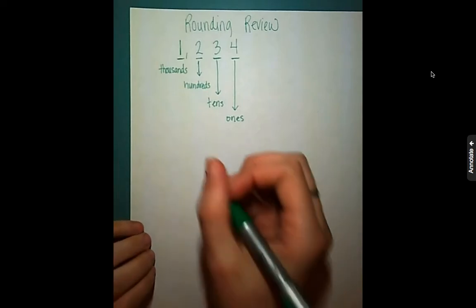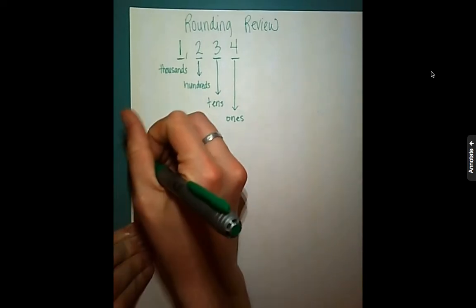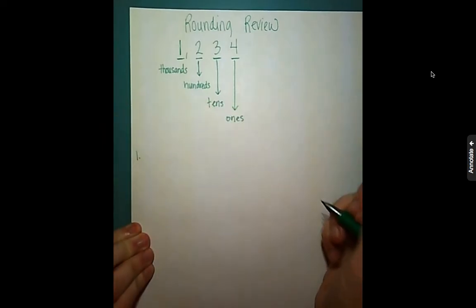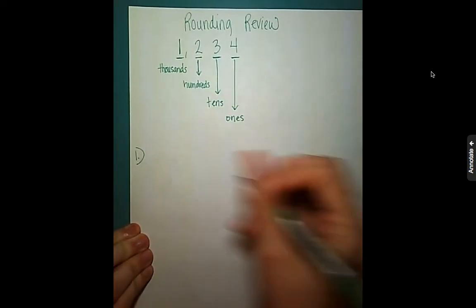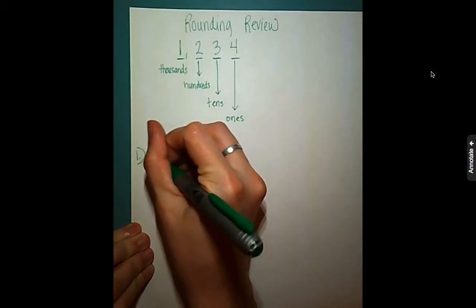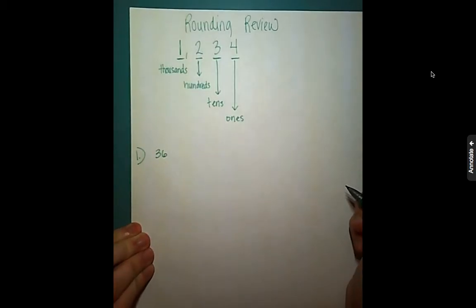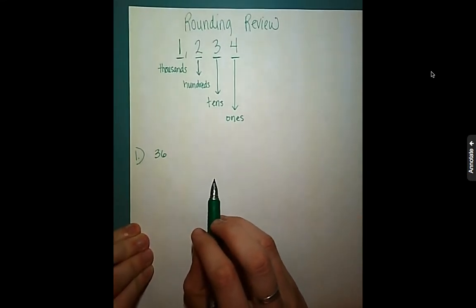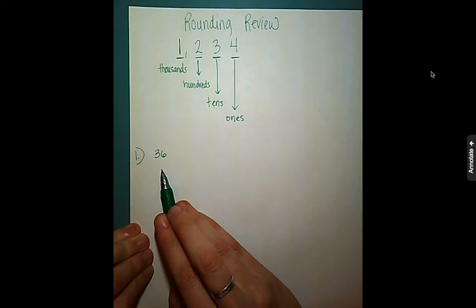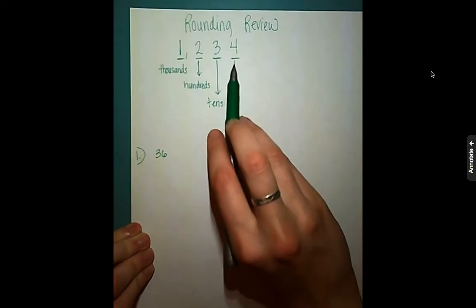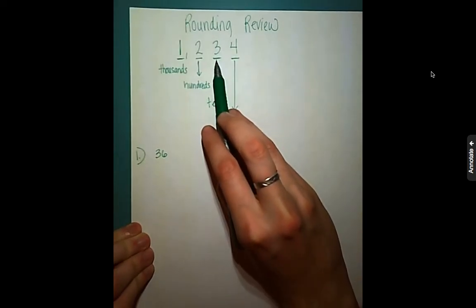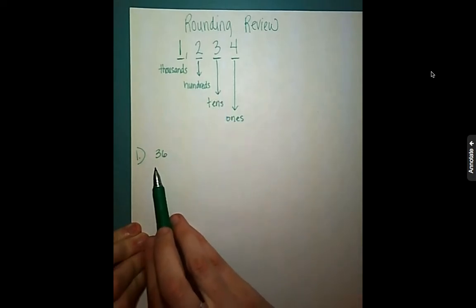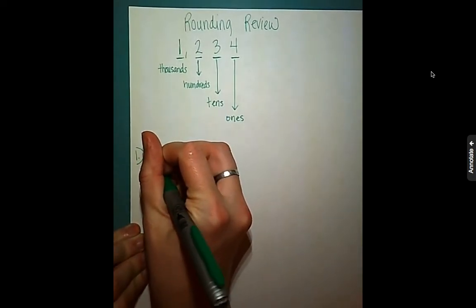So here's an example. I'm just going to write example number 1. So let's say we have 36. I want to round to the tens place, okay? So in order to round to the tens place, I need to figure out which number is in the tens. According to this chart, I only have 2 numbers here. So my number here, tens, 3 is in the tens place.